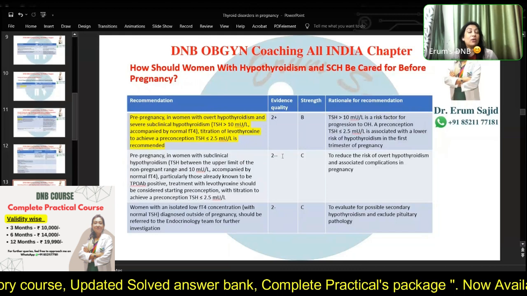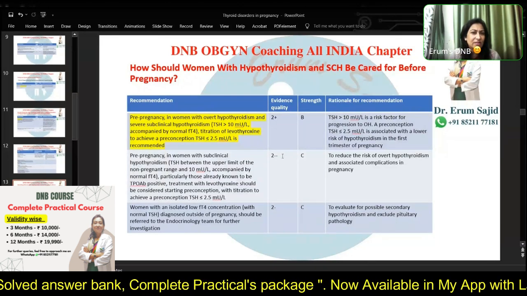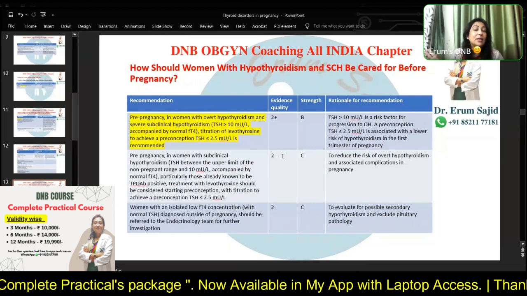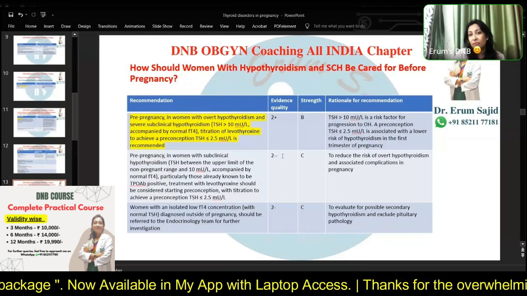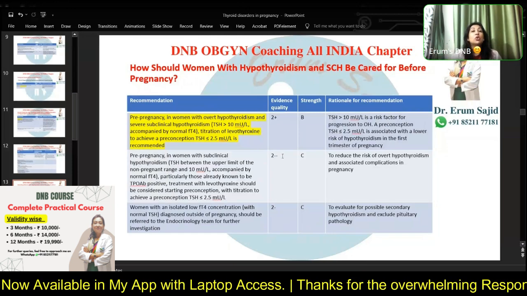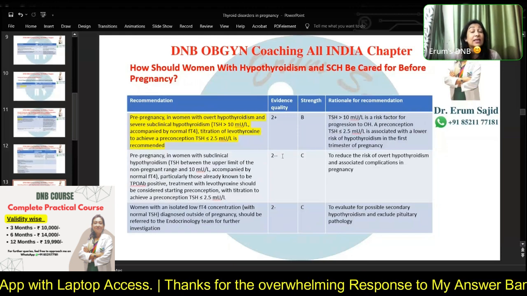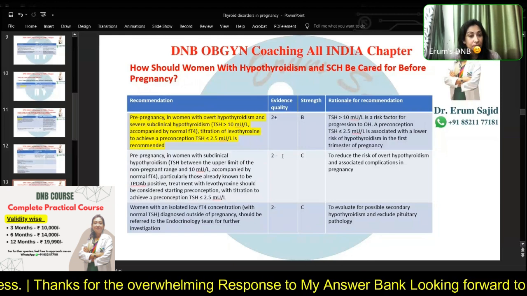Titration of the levothyroxine to achieve a preconception TSH less than 2.5. Nowadays, 2.5 is considered a good cutoff. TSH less than 4 should also be acceptable, but ideal is 2.5. So you have to titrate your levothyroxine dose in such a way that your TSH comes less than 2.5.